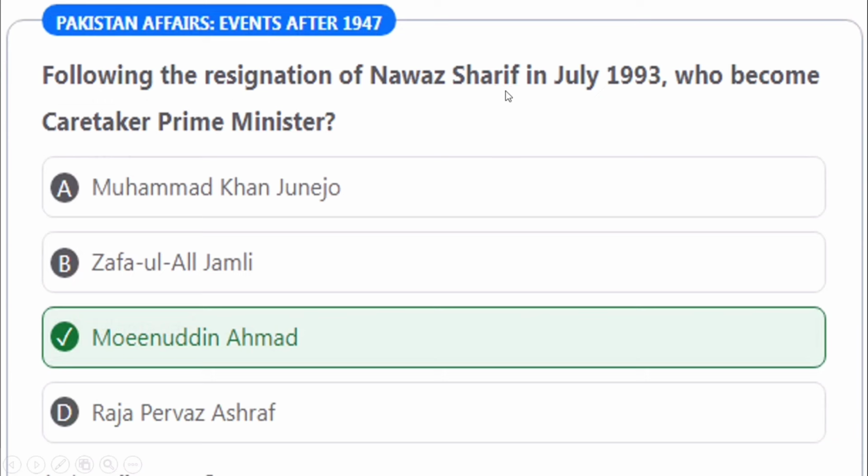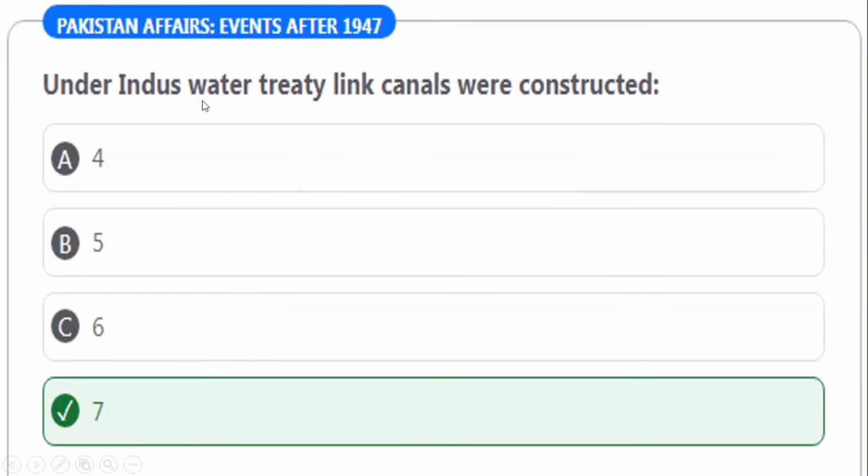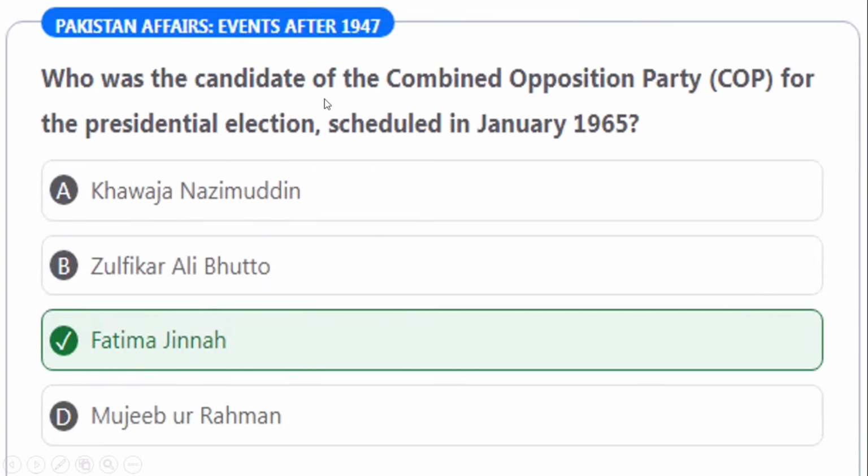Following the resignation of Nawaz Sharif in July 1993, who became caretaker prime minister? Right option A, C number, Moeenuddin Ahmad. Under Indus water treaty, how many link canals were constructed? Right option A, D number, 7 canals. Who was the candidate of the combined opposition party COP for the presidential election scheduled in January 1965? Right option A, C number, Fatima Jinnah.